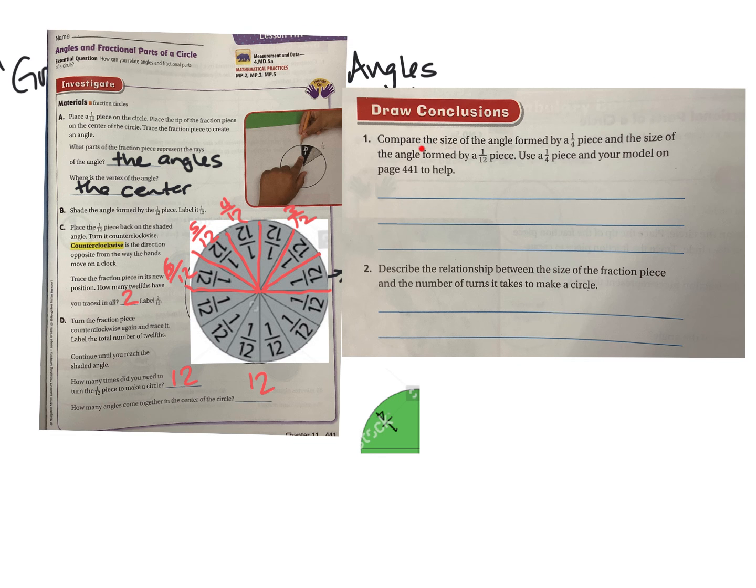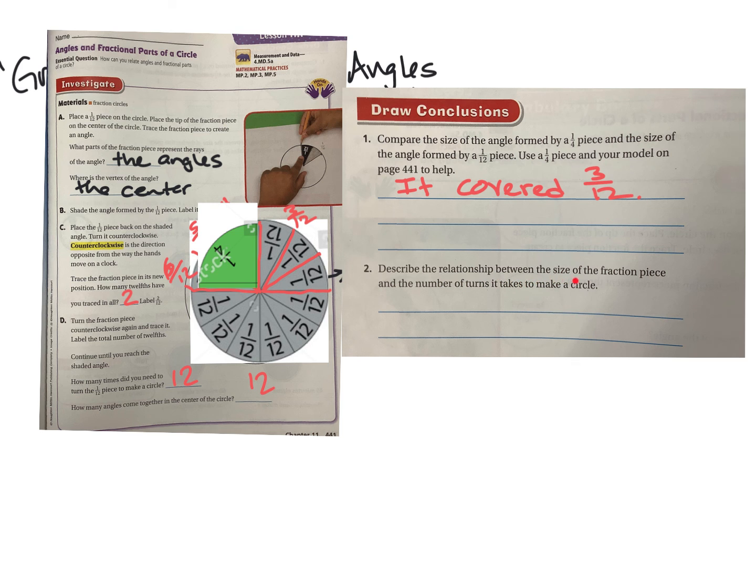So on the next page, they say, compare the size of the angle formed by a 1/4 piece and the size of the angle formed by a 1/12 piece. So we have this 1/12 all the way around. Use a 1/4 piece and your model on page 441 to help. So I will take this 1/4 piece and put it over this. How does that compare, this 1/4 of the circle, to how many 12ths I took up? I took up 1, 2, 3 12ths, right? This amount is the same as over here, 1, 2, 3 12ths. So I wrote that it covered 3 12ths.